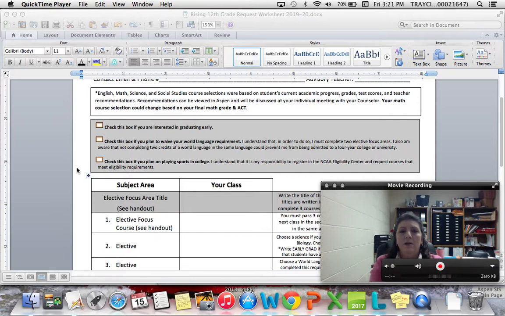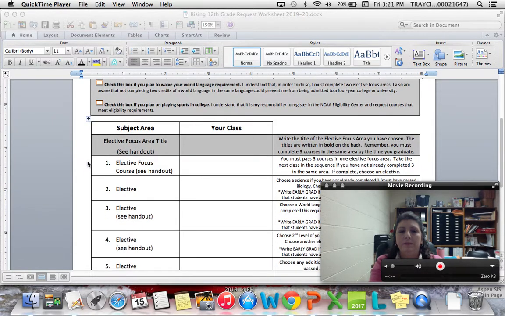The next box is if you are playing sports in college, then you need to check that and know that it is your responsibility to go to the NCAA eligibility center and sign up and make sure that you are taking courses that meet those eligibility requirements.